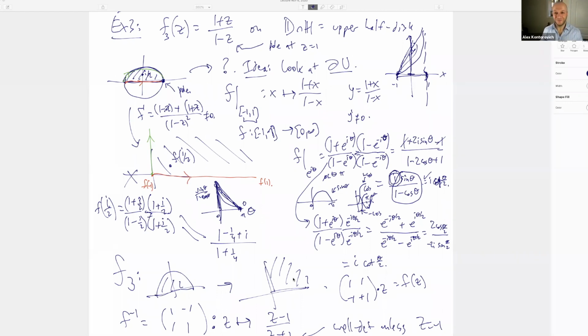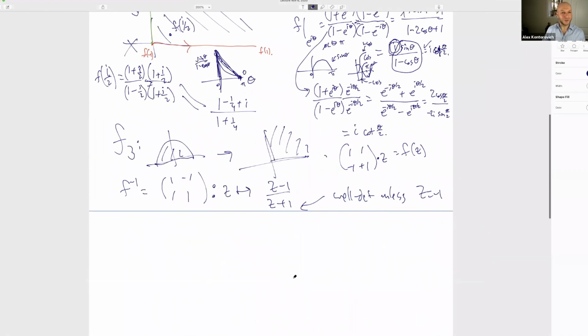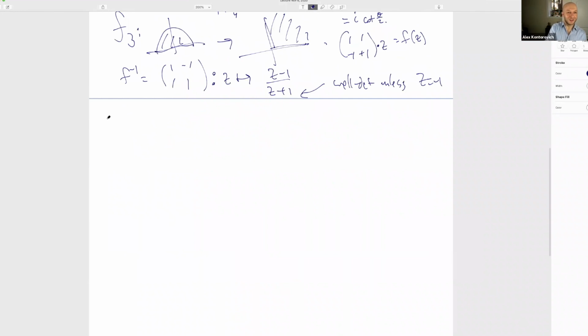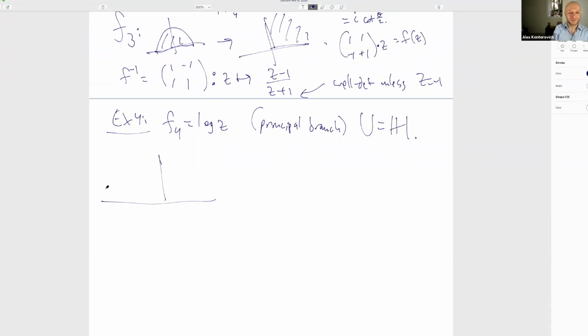Okay. All right. Example, what number is this? Example 4. Yes, of course, log. Let's do log. So f4 is log z, by which I mean the principal branch. And I want the domain to be the upper half plane. Want to take a minute and work on it?